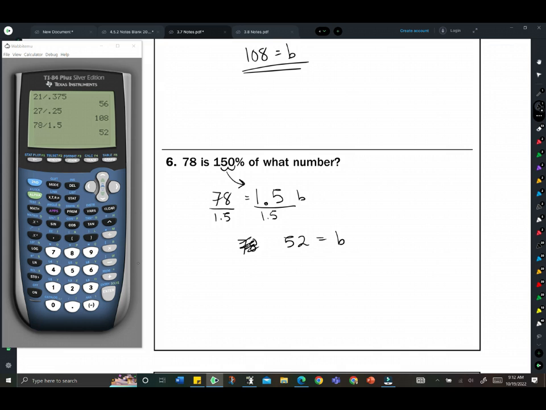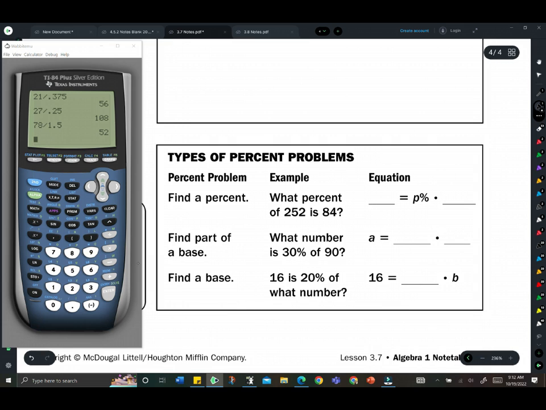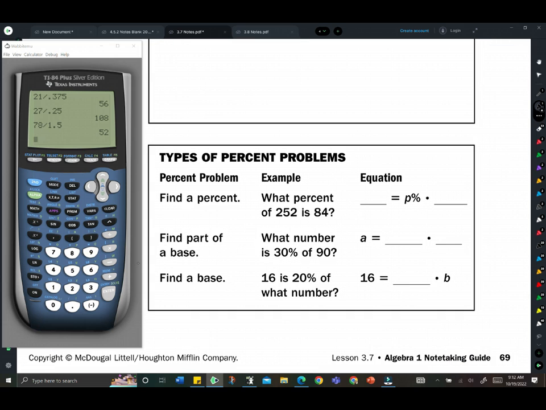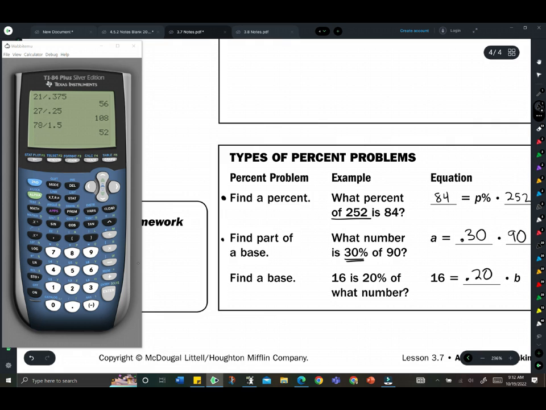All right, wrapping these up. Types of percent problems. I would have this handy. What percent of 252 is 84? You're either doing one of two things. You're finding a percentage, where you have "of" and the part, 84. Or you're finding a part of the base, and remember you need to write the percent as a decimal, times the base. Or you're finding a base. Once again, decimals.